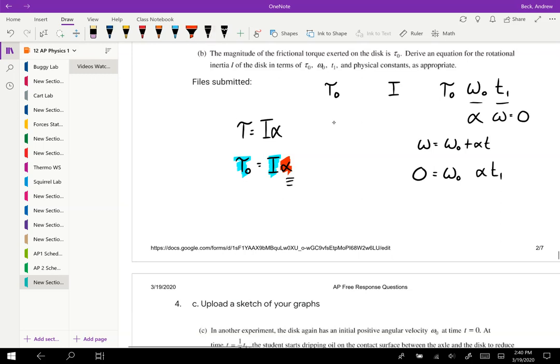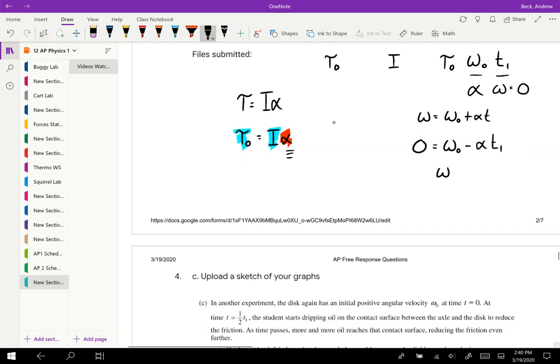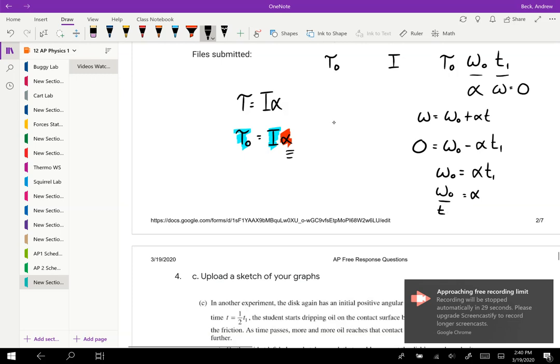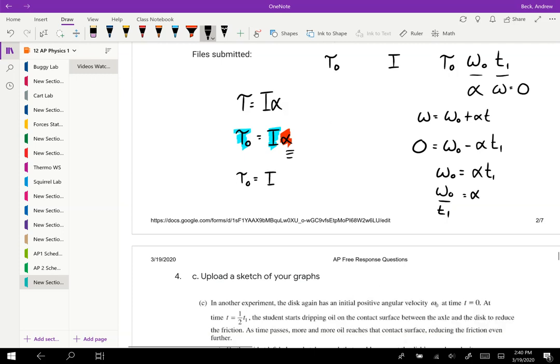And one thing I'm also going to do is just say, hey, I know that the acceleration is negative. I know that it's working to slow it down. They're acting in opposite directions. So if I want to solve, I can say omega naught equals alpha times t1, and alpha equals omega naught divided by t1. Then I can take that alpha, plug it in, say tau naught equals I times omega naught over t1. Then if I want to solve for I, I get tau naught t1 over omega naught is equal to I. All right, so that's our first one.